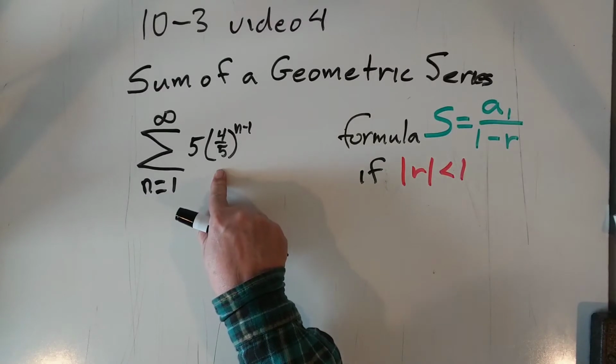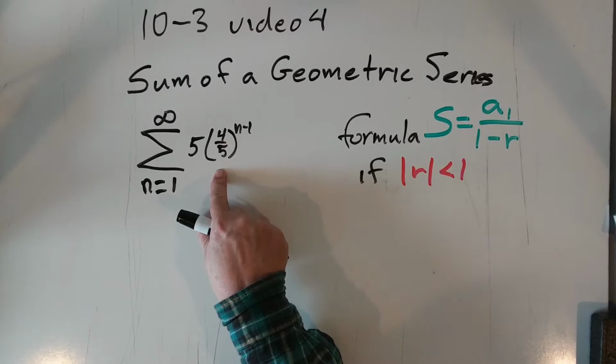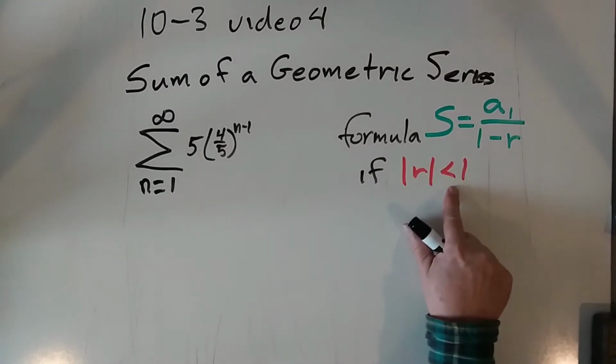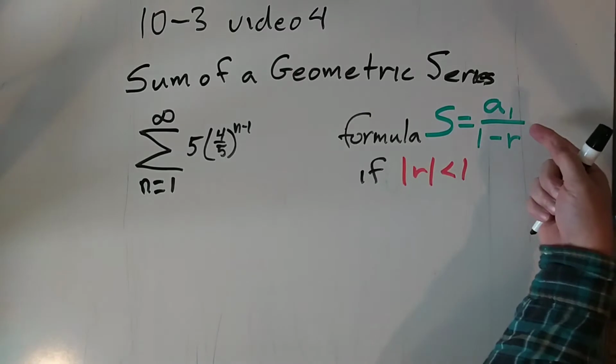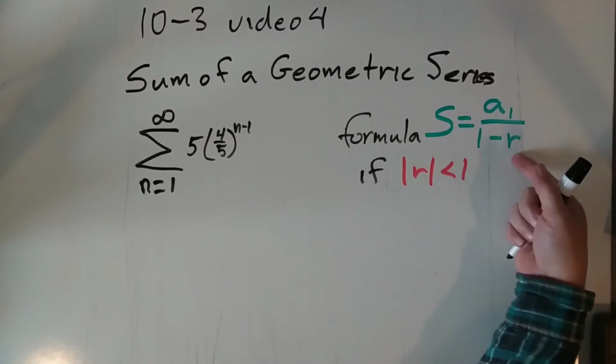Does it really have a sum? After all, it goes on forever. Well, as it turns out, a geometric series, if the common ratio is less than 1, does have a sum. And the sum is found by taking the first term and dividing by 1 minus the ratio.